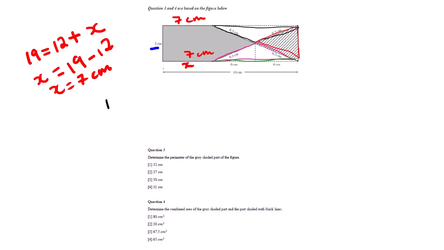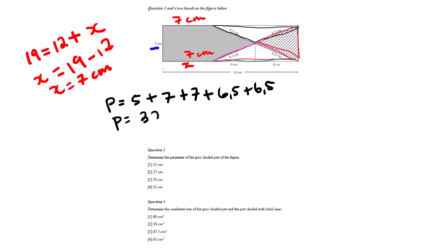So to answer the question, we are going to say perimeter is equal to 5 centimeters plus 7 plus 7 plus 6.5 plus 6.5, which will give us 32 centimeters. That is the perimeter of the shaded part. So that is option 1.